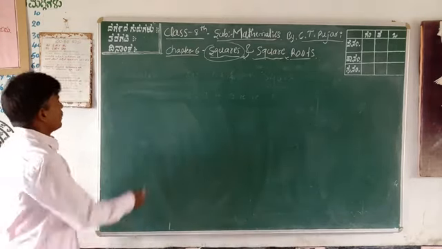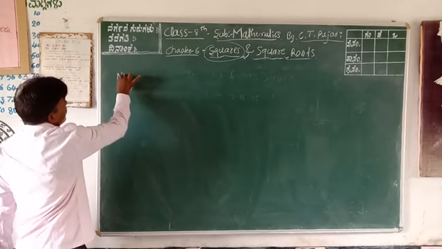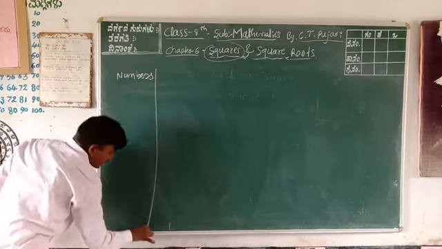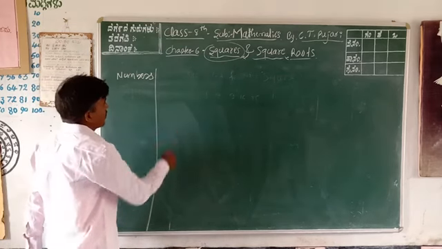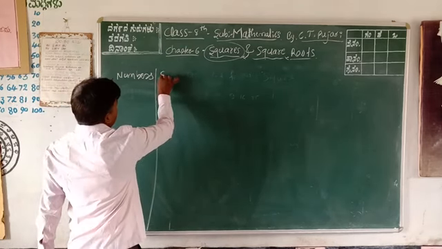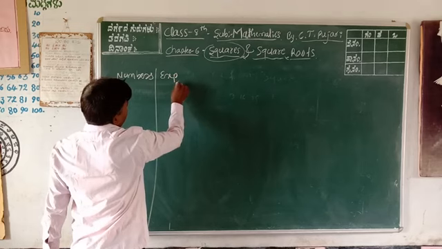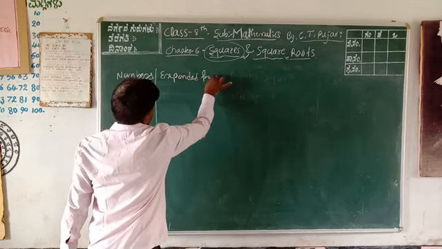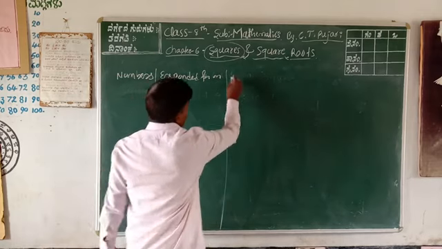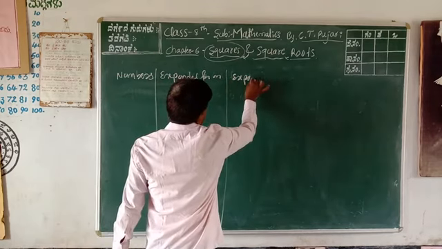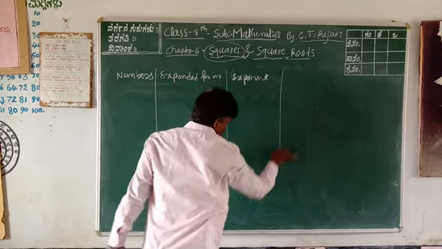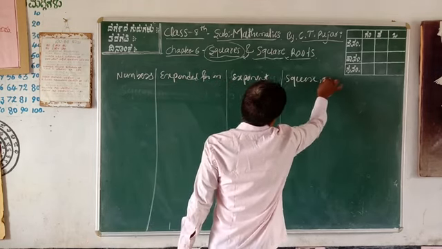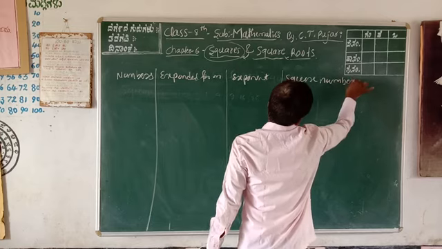In the first column we consider the numbers. The next is the exponent form. And the next one is the square number.